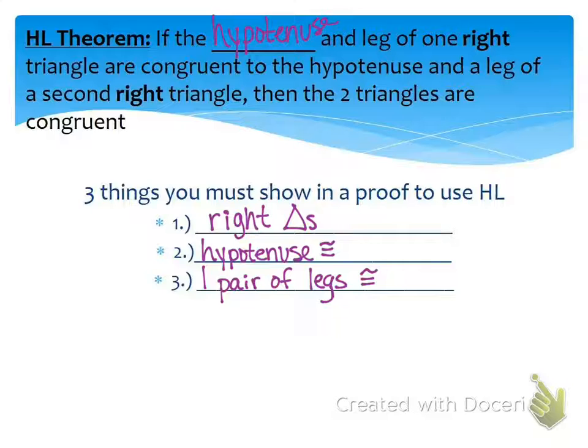In any right triangle, there are going to be two legs, so we are not going to use all three sides. We're only going to be using one of them, one of the legs from each. Does that make sense? We'll see that in our proof, I'm sure.